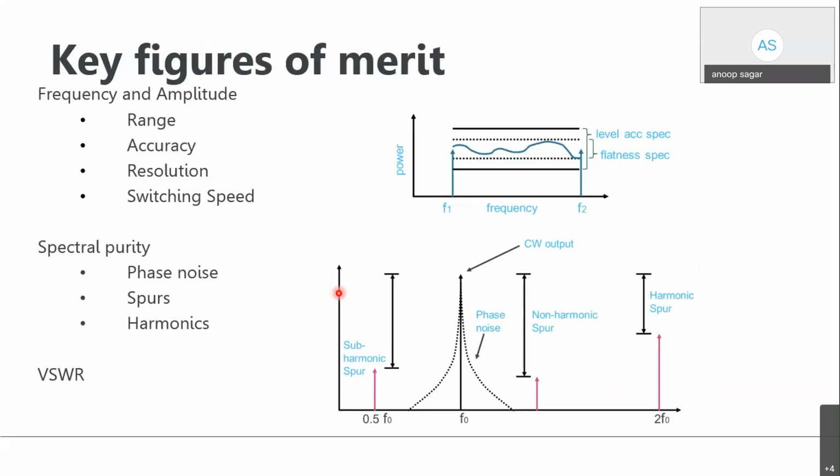So if this is your main signal or CW output, you can check your phase noise at a particular offset with the spec sheet given for a particular make or model. Then subharmonics you can check, non-harmonic spur you can check, the harmonic spur you can check. So this is a very critical parameter while you are selecting a signal generator.